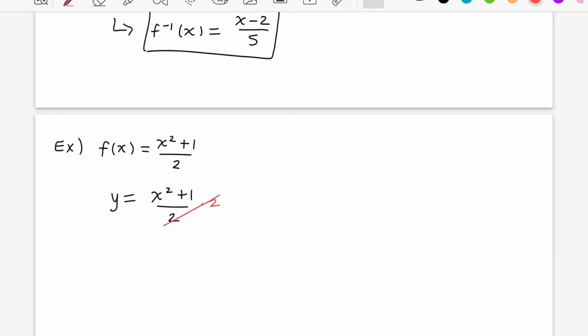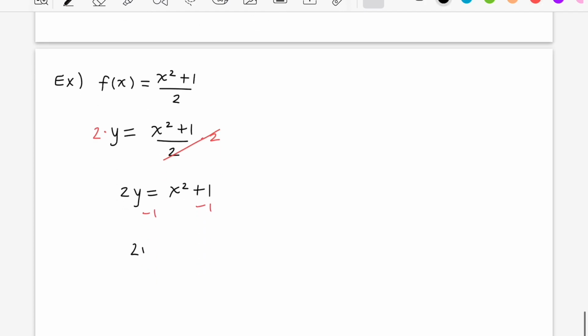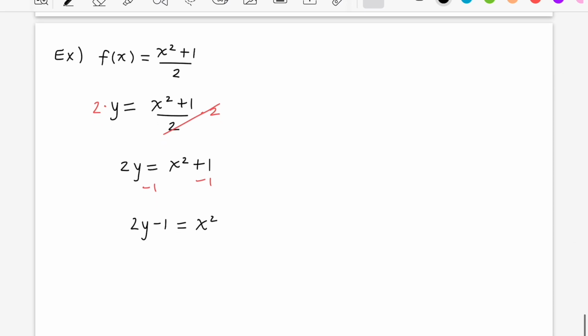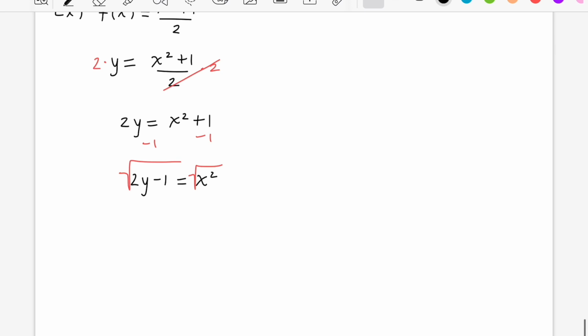So we'll multiply by 2 on both sides, so that guy cancels. So we get 2y is equal to x squared plus 1. And then we'll take away 1 on both sides. 2y minus 1 is equal to x squared. And lastly, we need to get x completely alone. So to get rid of the square here, we'll square root both sides. So we get the square root of 2y minus 1 is equal to x.